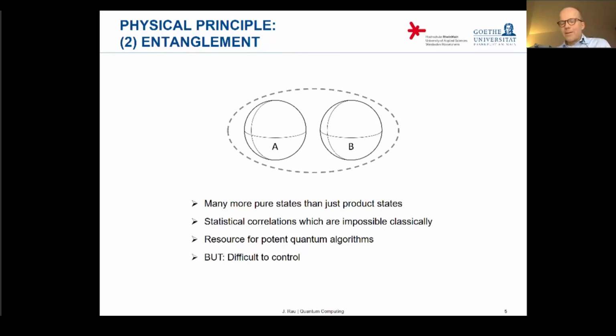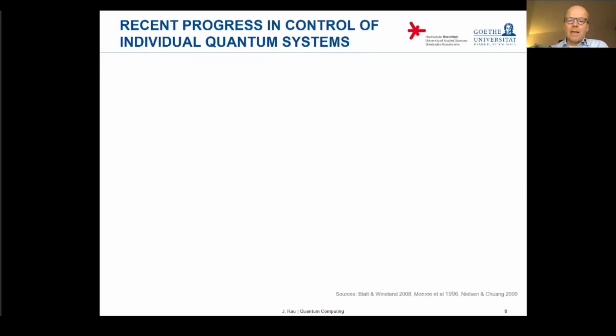The downside is when we talk about practical implementations of quantum computing, that these entangled states are very difficult to produce and very difficult to control. And this is actually the reason why it's only recently that quantum computing has really picked up, because there has been a lot of progress in experimental techniques and in the ability to control and manipulate quantum states.